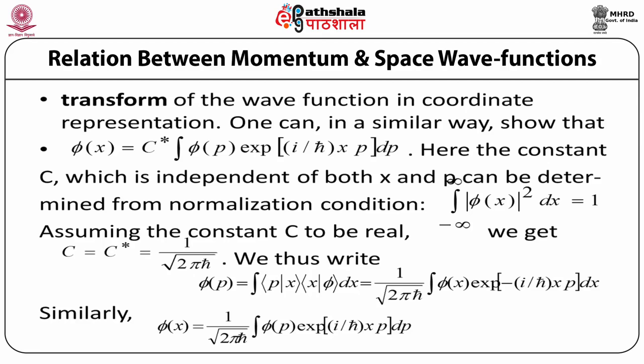Here, the constant c is independent of both x and p and can be determined using the normalization condition. Integration over dx, with limits going from minus infinity to plus infinity, of the square of the modulus of the wave function φ(x) is equal to 1. Assuming the constant c to be real, we get c is equal to c* is equal to 1 upon under root 2πħ.